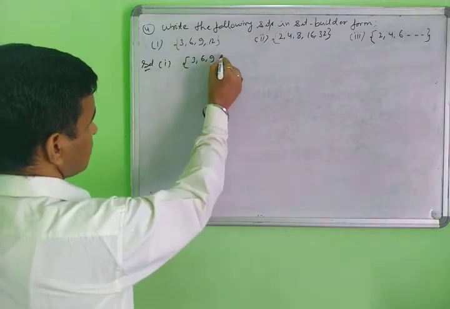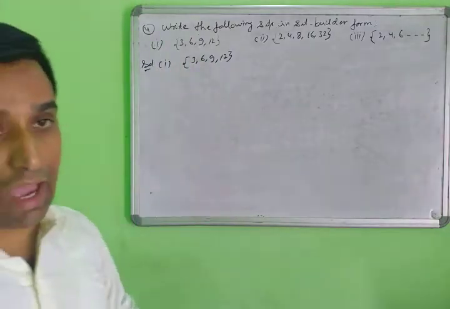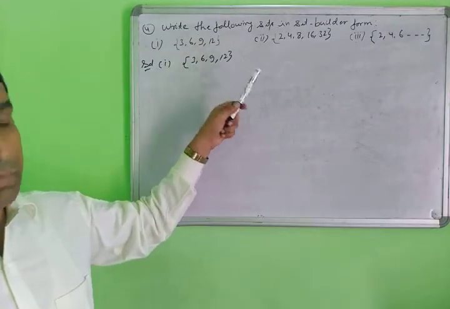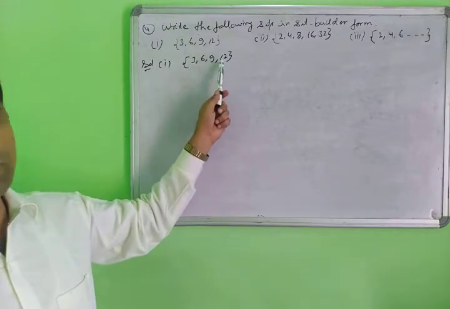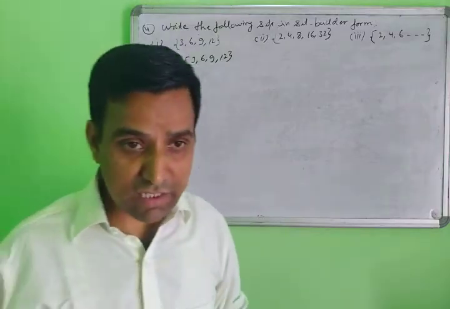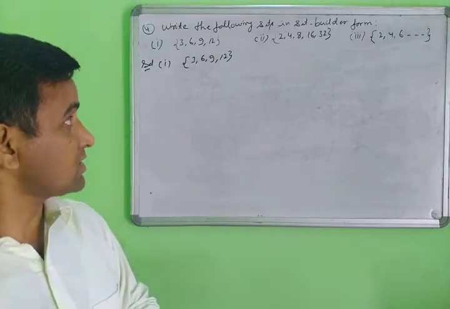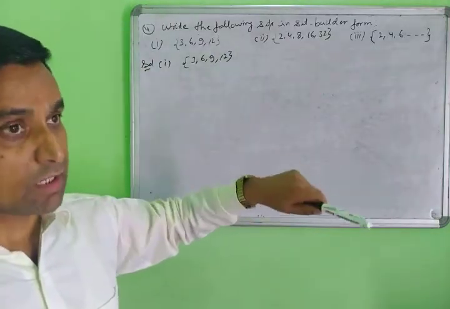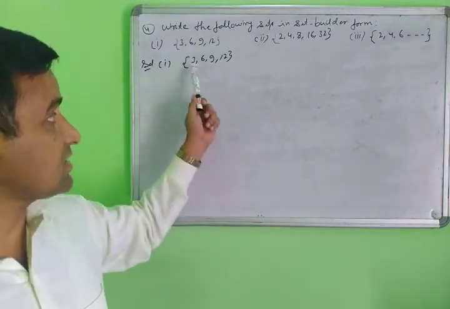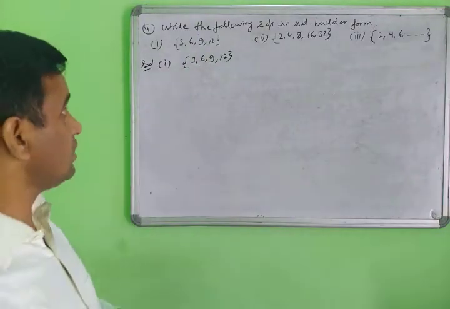3, 6, 9, 12. You look here. These numbers have a relation: they are multiples of 3. 3 times 1 is 3, 3 times 2 is 6, 3 times 3 is 9, 3 times 4 is 12. So these elements have the relation of multiples of 3. When you solve the question in set builder form, you check what relation is given in the given elements. Then you write the solution.